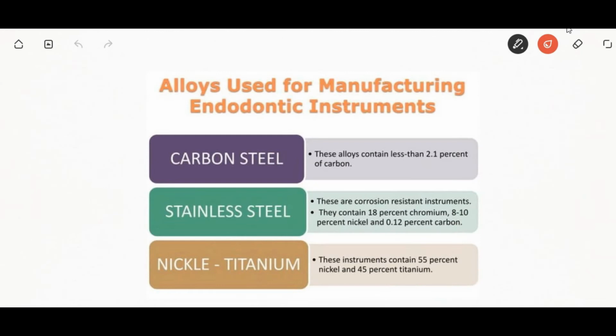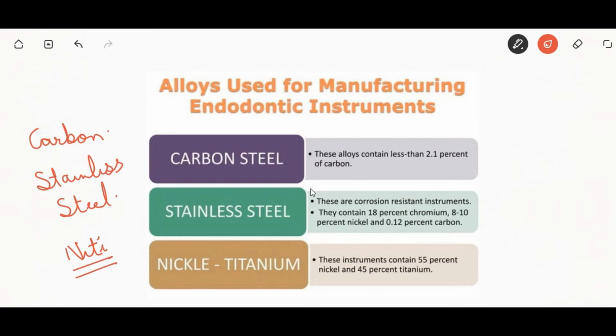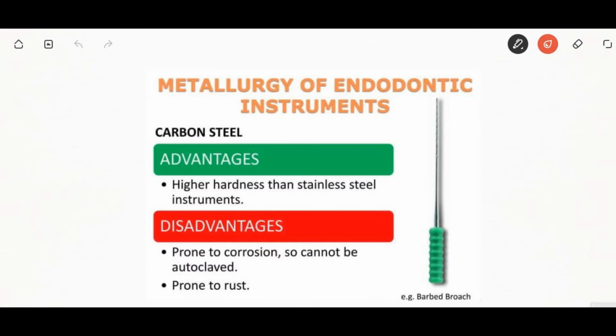Now let us discuss the alloys that we use for manufacturing the endodontic instruments. We can use carbon steel alloys, stainless steel alloys, and nickel titanium alloys. The first are the carbon steel alloys. These contain less than 2% of carbon. So they have a higher hardness than the stainless steel. The carbon steel instruments are more prone to rust and corrosion, so they cannot be re-sterilized. An example is the barbed broaches.